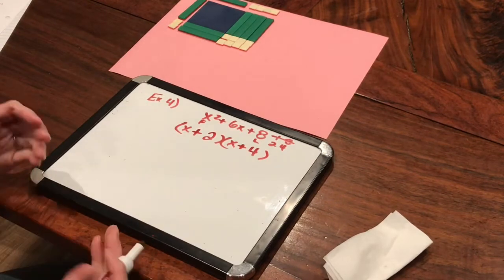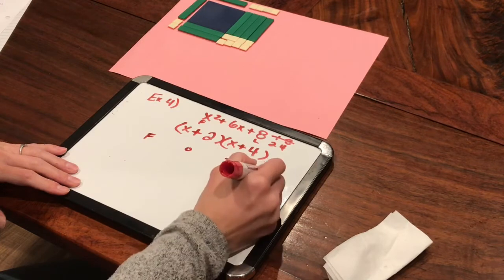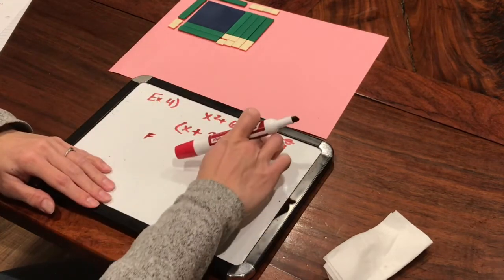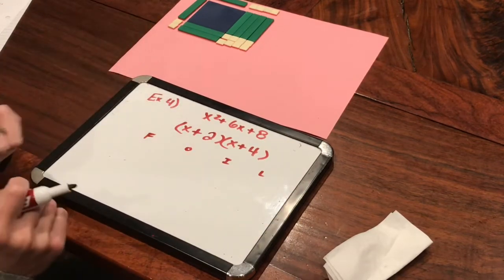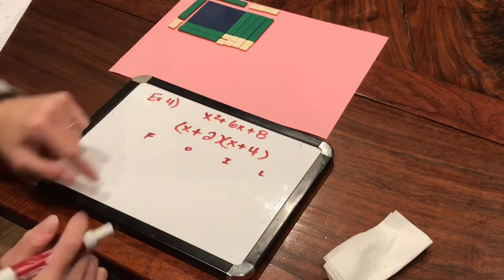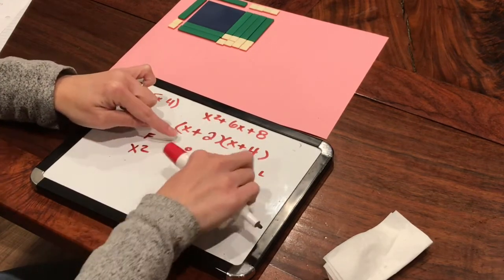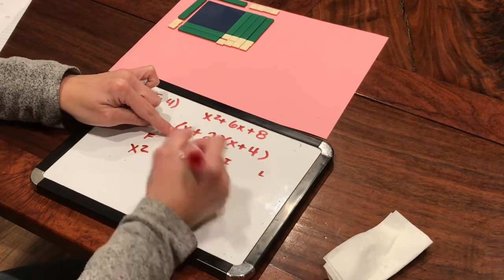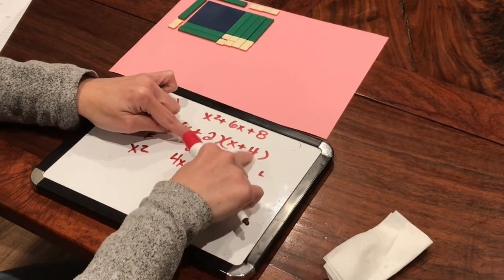If we want to check ourselves, we can just go back and do the multiplication here and make sure that we get what we started with. So we're trying to get to this multiplication answer when we multiply these two factors. Our first one is x times x, which is x squared. Our outside is x times 4. Our inside is 2 times x. And our last one is 2 times 4.